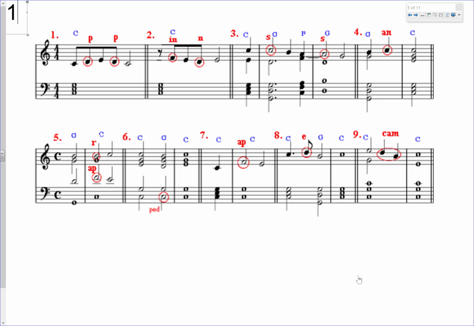In example 5, we have the non-chord tone retardation, which is repeated or held from the previous chord and then resolves upward by a step to a chord tone. We also have an appoggiatura in this one at the same time that we have the retardation. So let's take a listen to measure 5.